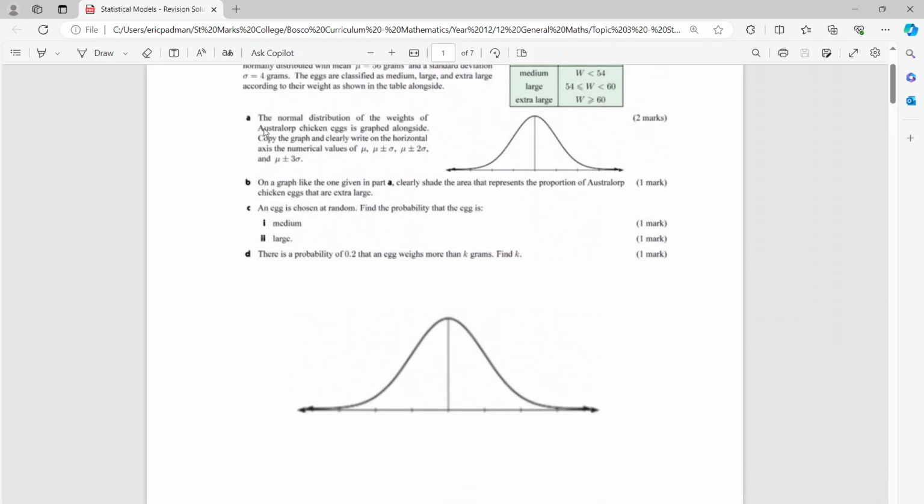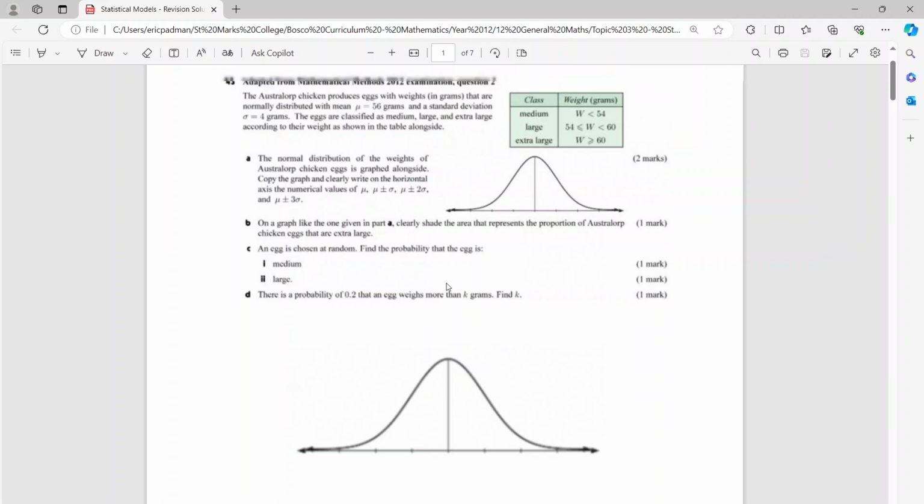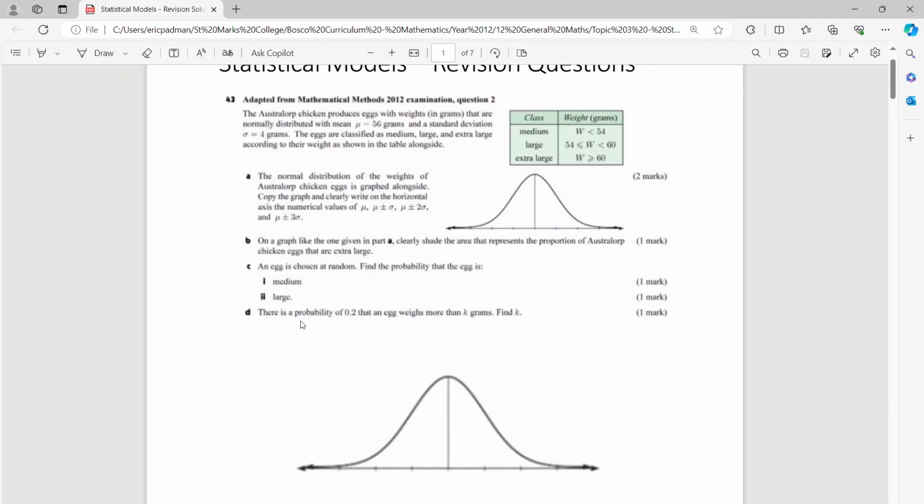Okay, first question. The normal distribution of the weights of the Australorp chicken eggs is graphed alongside. Copy the graph and clearly write the horizontal axis, numeric axis, with the mean and above and below by standard deviation. I've gone and copied that one. So our mean is 56, so right here, we'll put in 56.